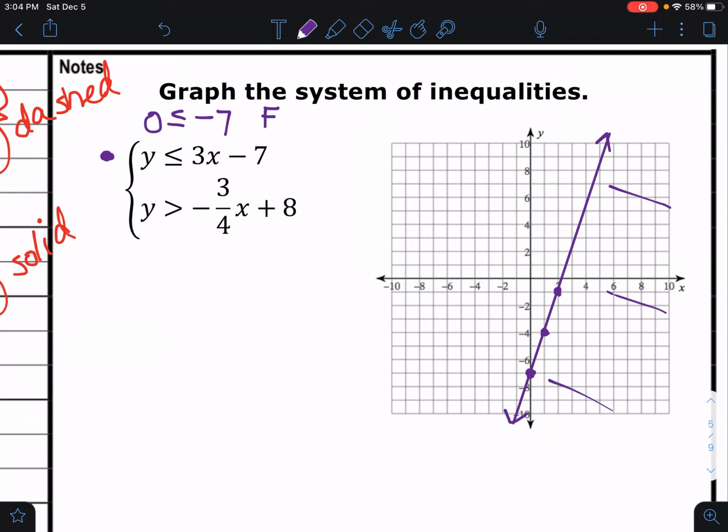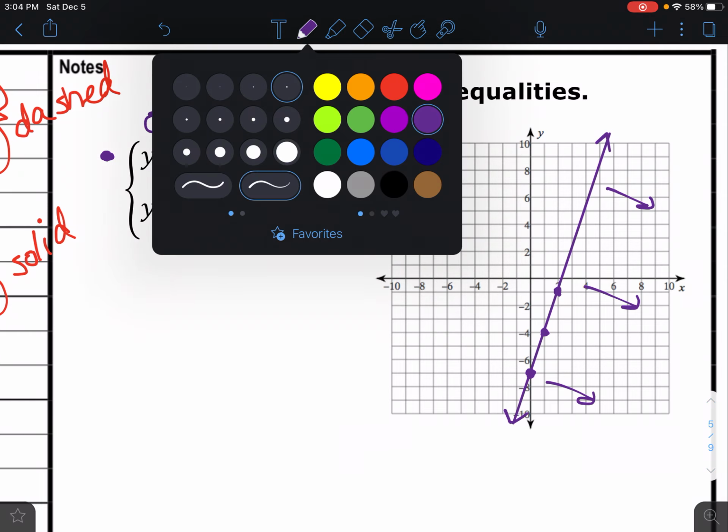Now I'm not going to shade this all the way through here. I'm actually just going to do some arrows saying that I'm shading this way, and you'll see why in a second, because you're going to get a lot of stuff on here and it's going to get a little confusing. So I'm just going to say we're shading that way, and then we'll talk more about that in a bit.